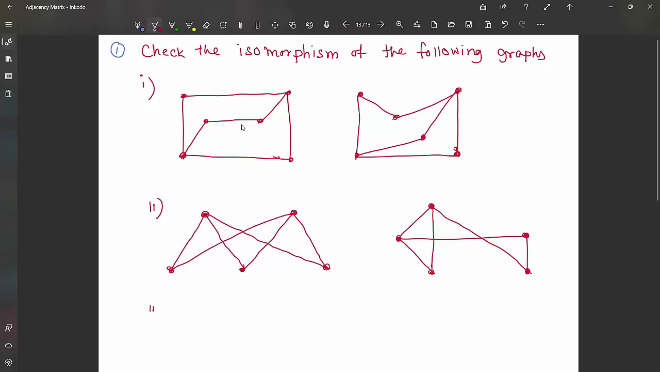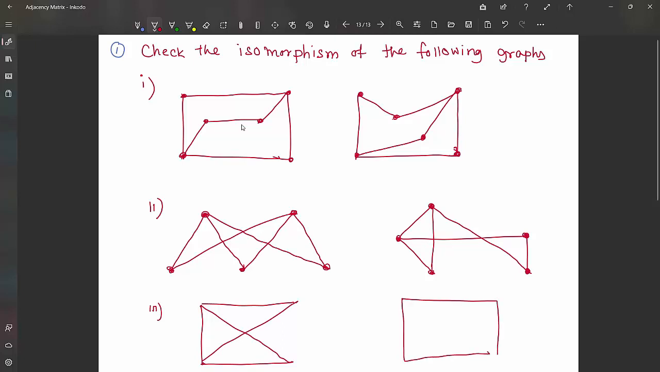And number 3, another problem, which is 1, 2, 3 and 4, and here also the same. These are vertices 1, 2, 3 and 4, and this is also 1, 2, 3 and 4 vertices. So these are the problems for the homework, so just try it.